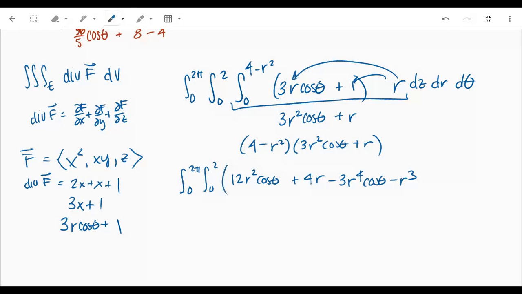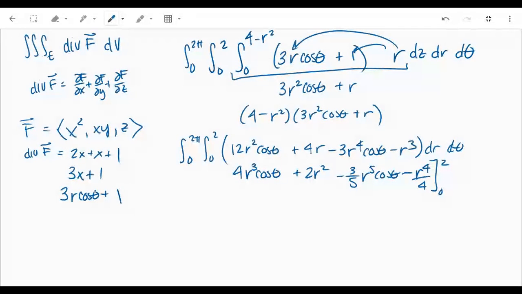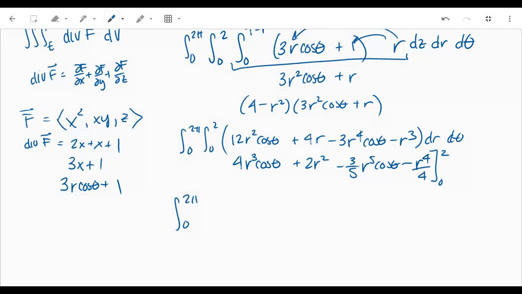So that will give me 4r cubed cosine theta plus 2r squared minus 3/5 r to the 5th cosine theta minus r to the 4th over 4, from 0 to 2. So I'm going to have 32 cosine theta plus 8 minus 96/5 cosine theta minus 4.